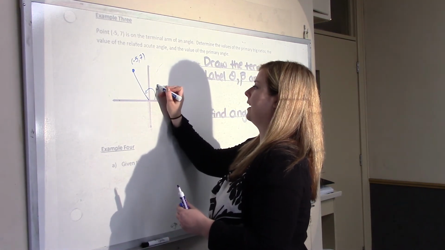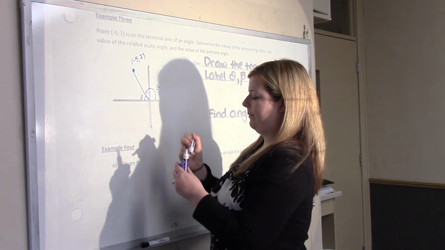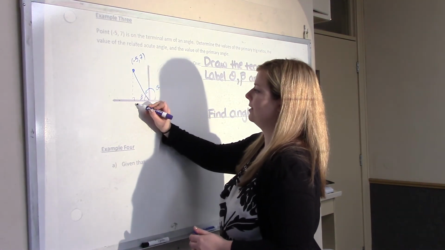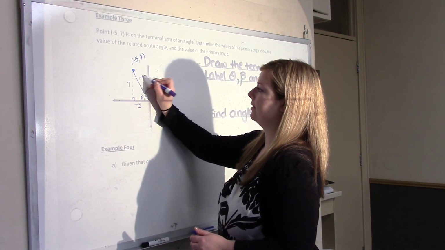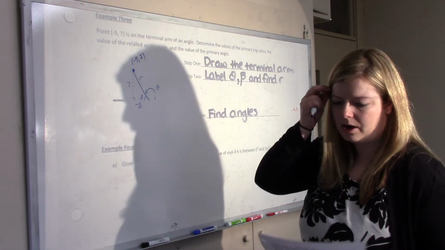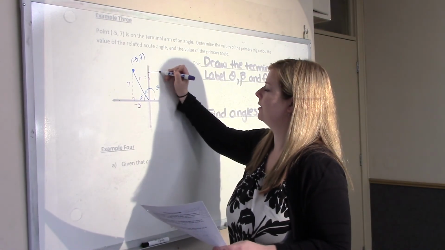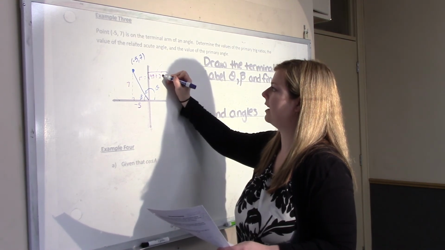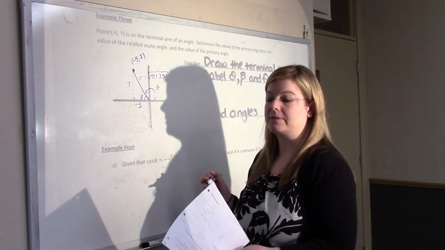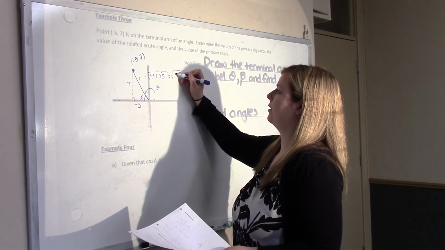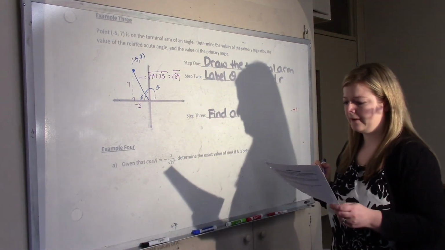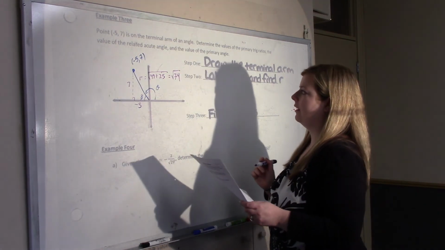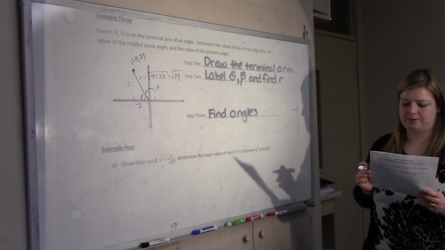So this here is theta, and this here is beta. And we can draw our right triangle down. So this is -5 and this is +7, and we still need to find r. So r is the square root of 7 squared, so 49, plus -5 squared, so 25, because -5 times -5 is +25. So r is the square root of 74. All right, so that was step 2.